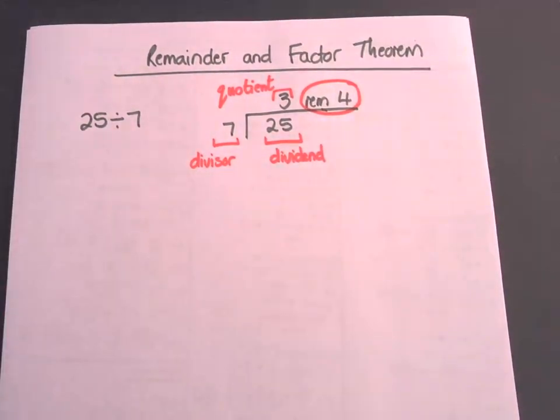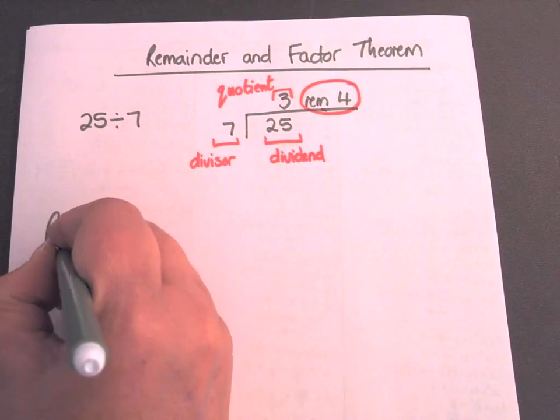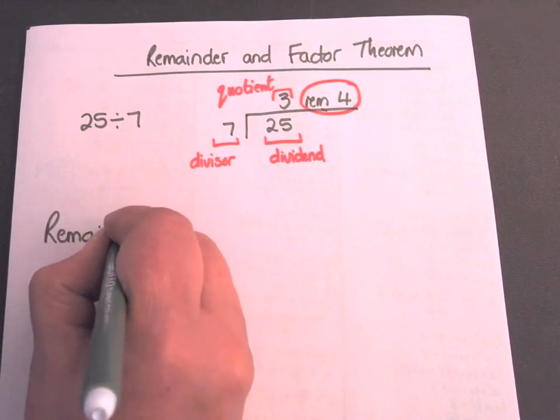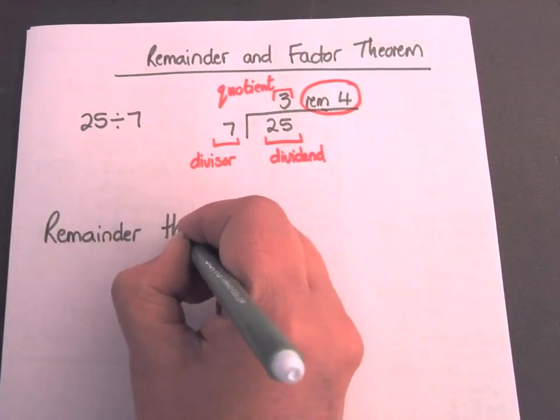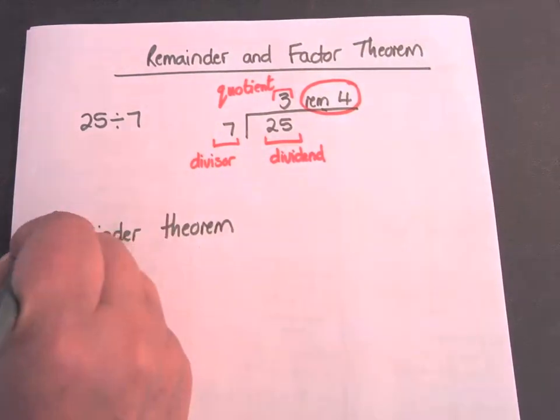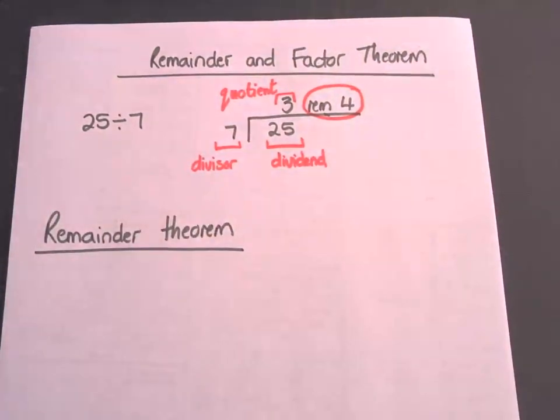Okay, let's look at the remainder theorem. What does the number 3 say? Quotient.